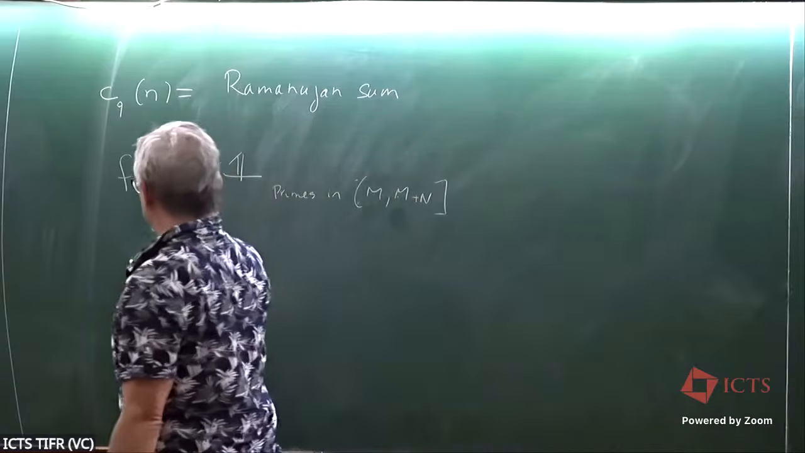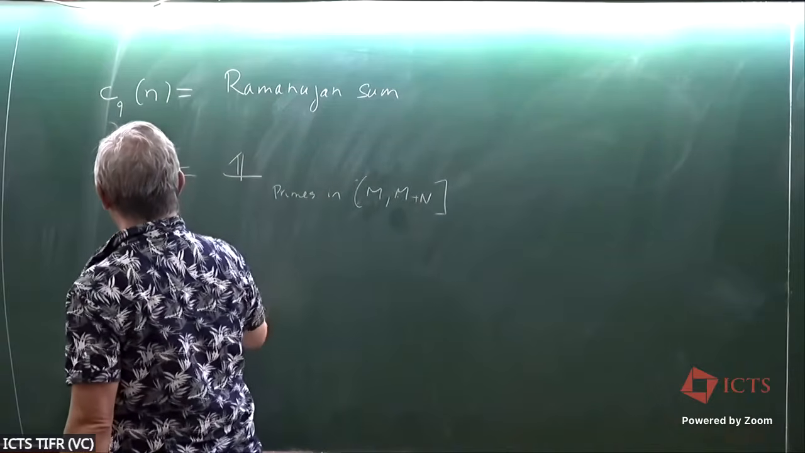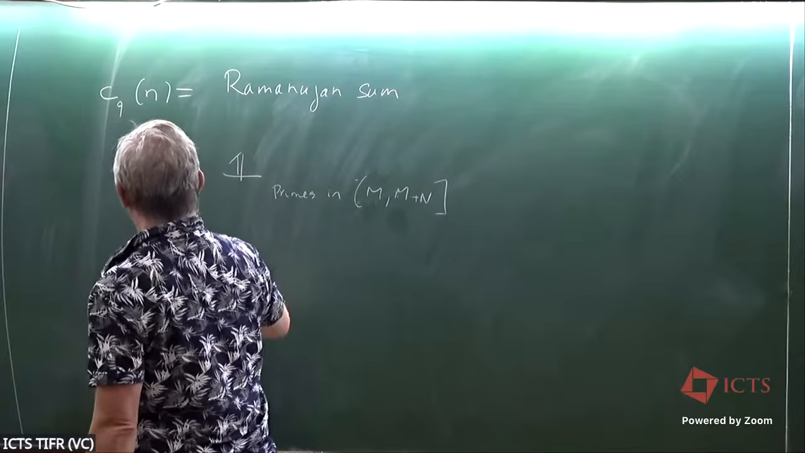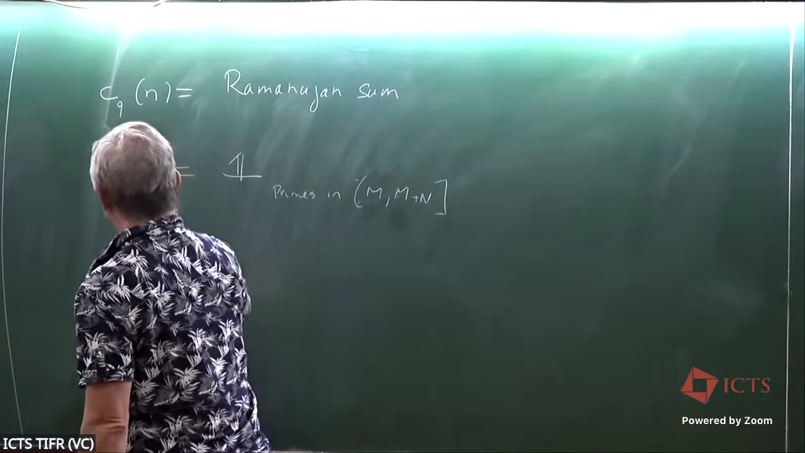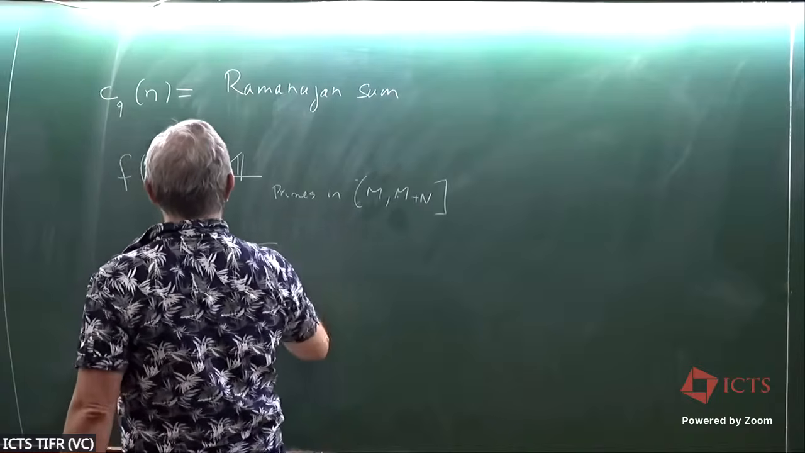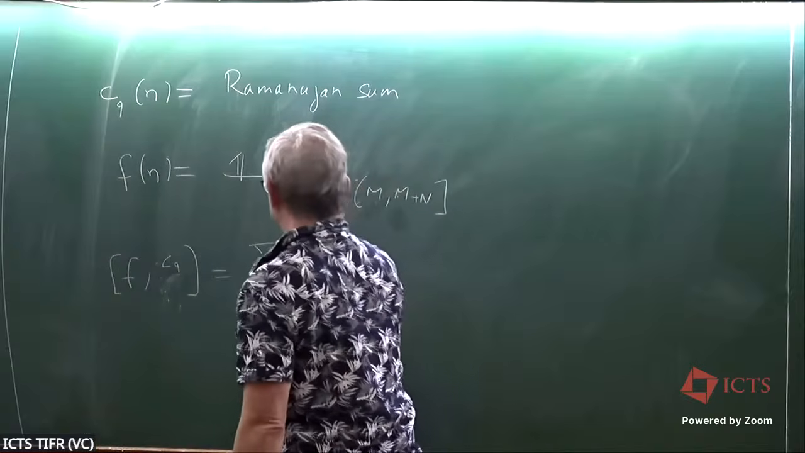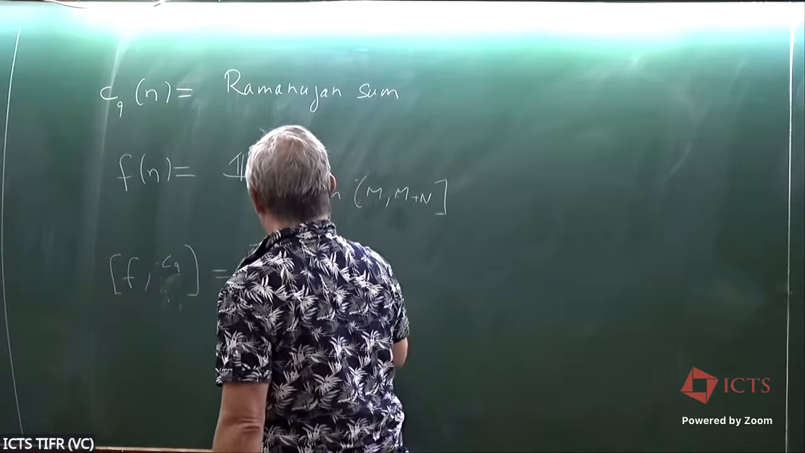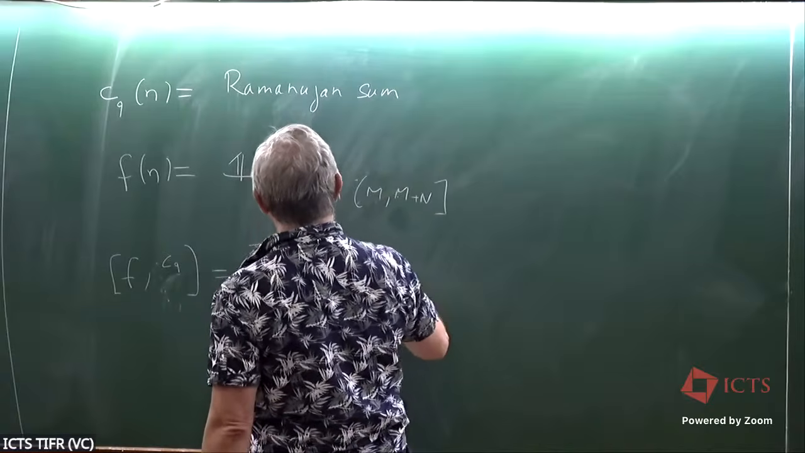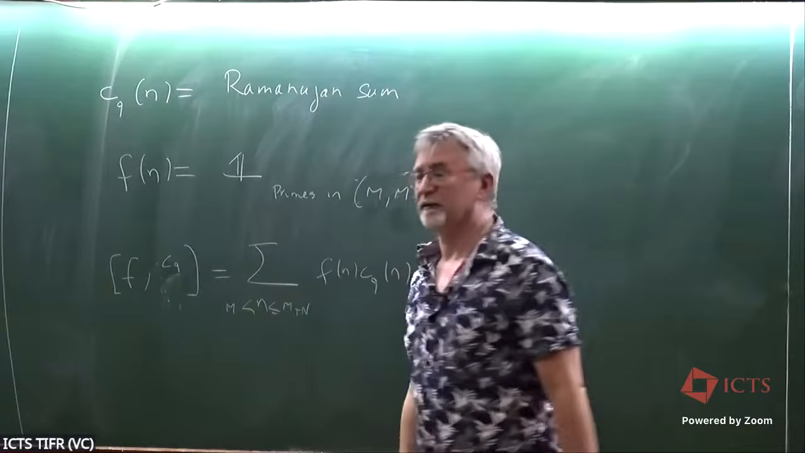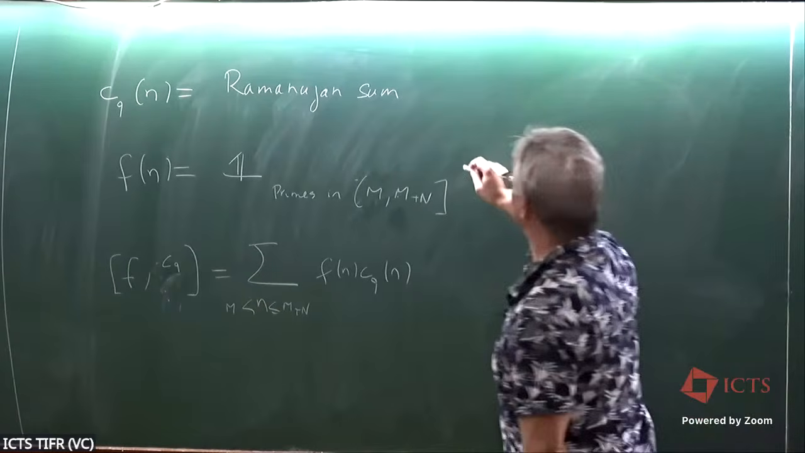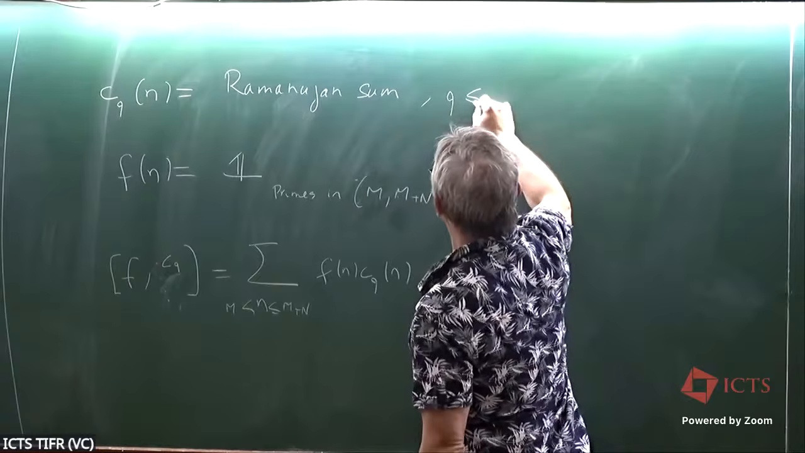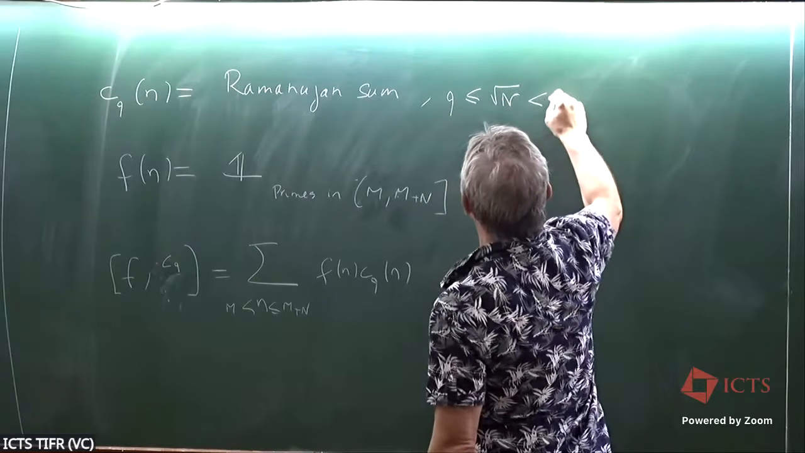And if you look at the scalar product of f of n with CQ, it's the sum over n in my interval of f of n times CQ of n. Can you guess what it is? I'm going to assume that Q is less than square root of n, which is less than n.